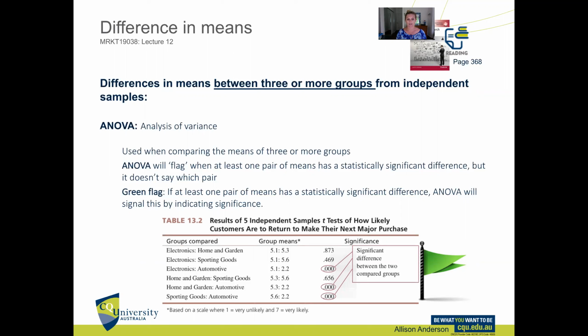Oh, they're compared. Sorry, got it. So electronics versus automotive, the home and garden versus the automotive, and the sporting goods versus the automotive. It seems to me that the automotive seems to be different to everything else, and that's probably what I would take from that. They're the ones that have the significant difference between the two compared groups. Okay, so then you need to go in and do some more testing on that.